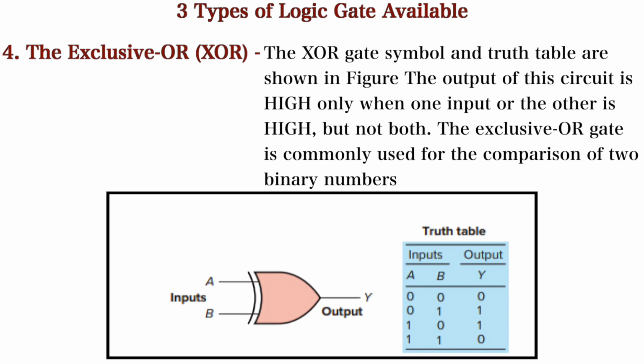If both the inputs are in the same condition, then the output is 0, which means if A is 0, B is 0, output will be 0. If A is 1, B is 1, output will be 0. Since here the inputs A and B are the same, either both 0 or both 1, the output will be 0. And if both inputs are different, for example A is 0, B is 1, or A is 1, B is 0, then the output is high, or 1.